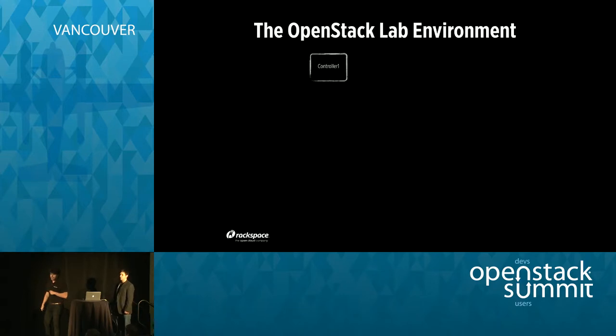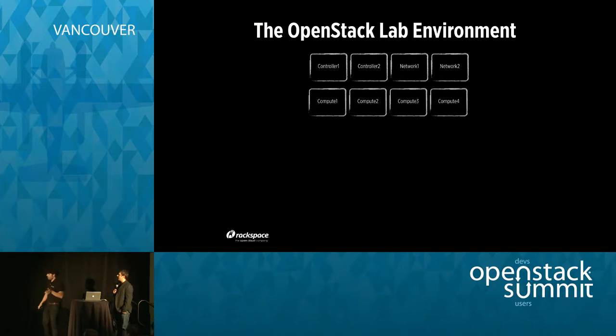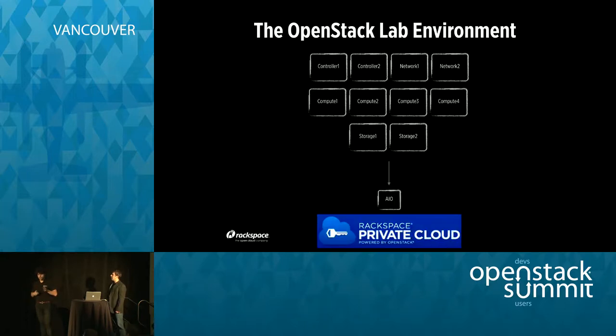Now, about your lab environment. Typically in an OpenStack lab environment, how many of you consider yourself pretty familiar with OpenStack infrastructure in general? Okay. So typically you have a couple controllers, a couple network nodes for HA, computes, and storage. But the environment you're going to access today is an all-in-one environment, powered by our Rackspace Private Cloud product. That's our opinionated way of deploying OpenStack.